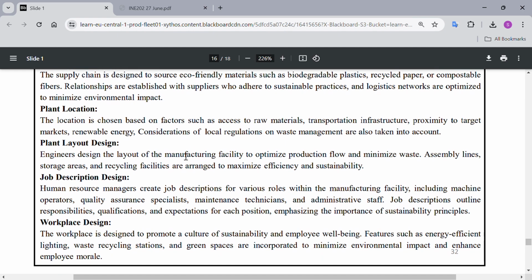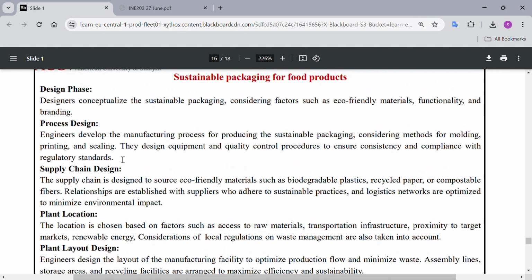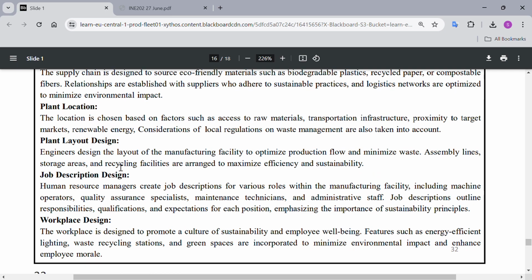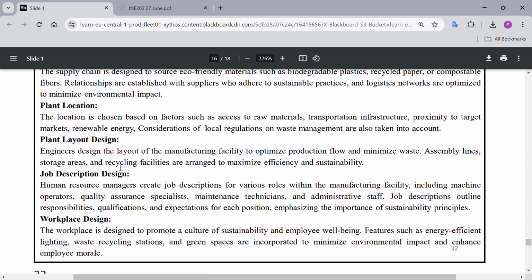So, and then there is plant layout design. So engineers will design the layout for the manufacturing facility. Now we're talking about the facility itself, the factory, to optimize production flow and also minimize waste. That's important. As part of our mission, we need not to forget about this, because it's part of our mission. We cannot just produce things and call them sustainable, and our process design, and also the process of producing these materials is not sustainable, and we are producing a lot of waste. We are burning coal and burning fossil fuel, and then we say our products are sustainable. This is not a real mission or vision of a company.